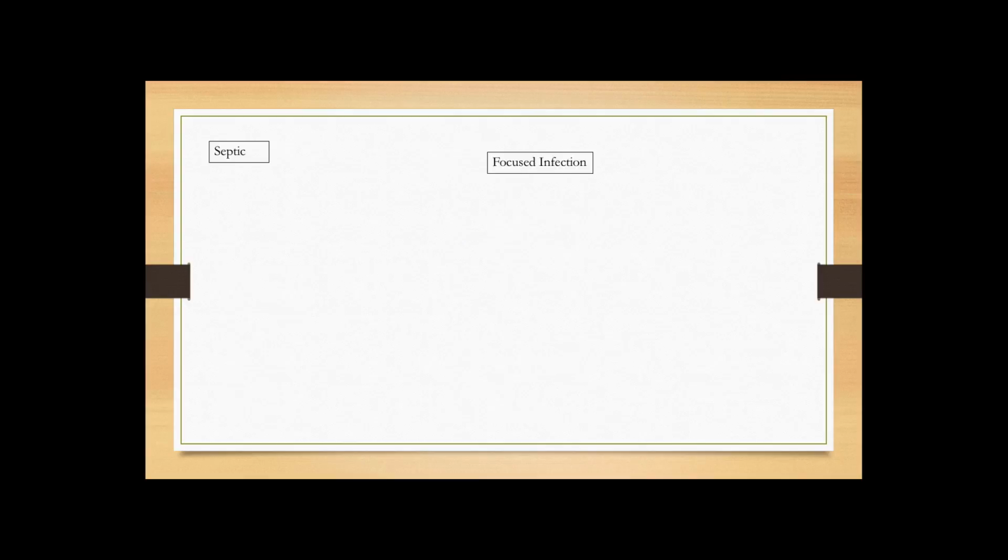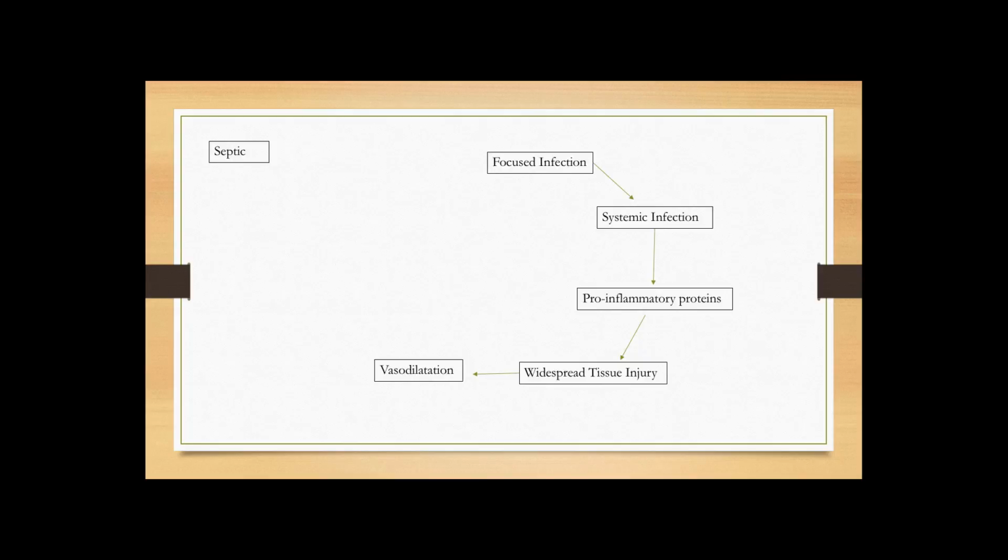And then finally we have septic shock. So usually this is a focal infection, so people come in with an infection, and whenever it's not treated they can go into sepsis. So that is the reason why we like to treat infections. A focal infection can result in systemic infection, which can cause pro-inflammatory proteins, and there is widespread tissue injury because of that. And then because there is so much tissue injury, tissues in different parts of the body want to get rid of all that toxic material there.